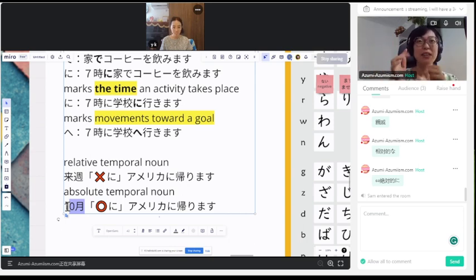10月 just marks this exact month of the year, and you cannot move it. But think about 来週. Today, 来週 is like 7 days away, but next week, 来週 becomes a further 7 days away. So the meaning moves according to the context; it's always relative. That's why they are different groups. But think about it: what's another absolute temporal noun?